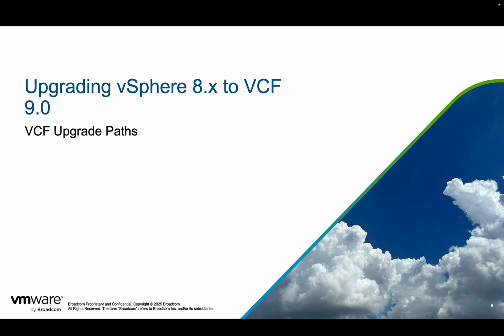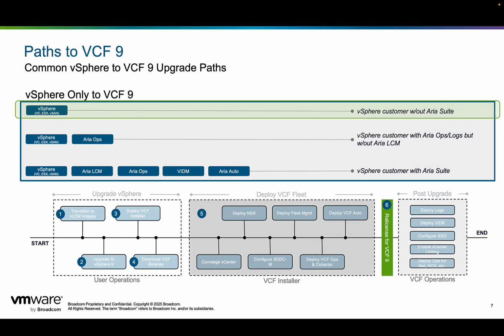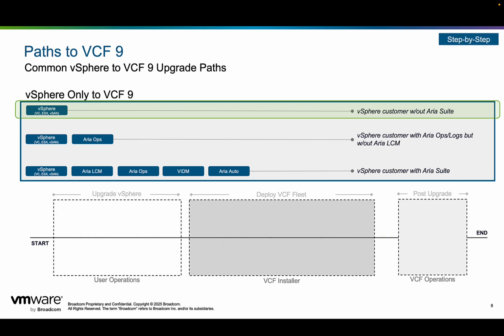I will now go over some examples of upgrading from vSphere 8.x to VCF 9.0. In this first example, we have a vSphere customer. This customer is not currently running the Aria Suite Lifecycle or Aria Operations. For this customer, the upgrade begins by first transitioning to VLCM images. Once they are using the LCM images, they can then go in and complete their vSphere upgrade.